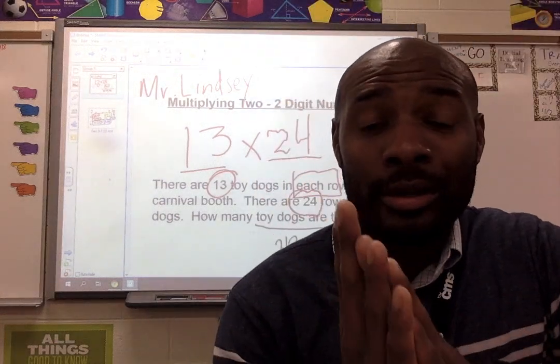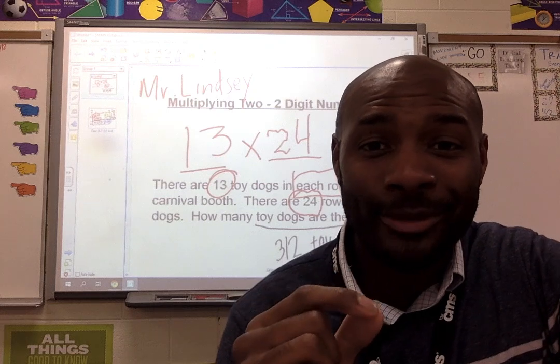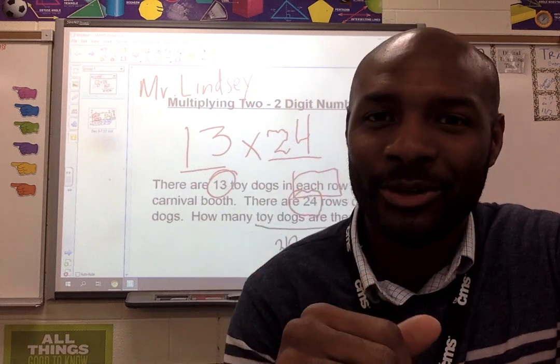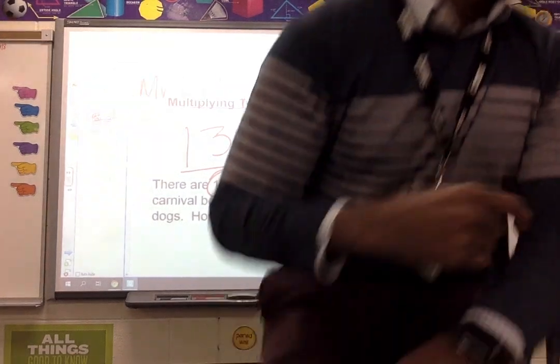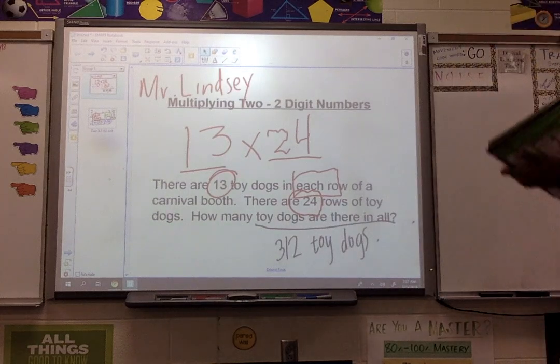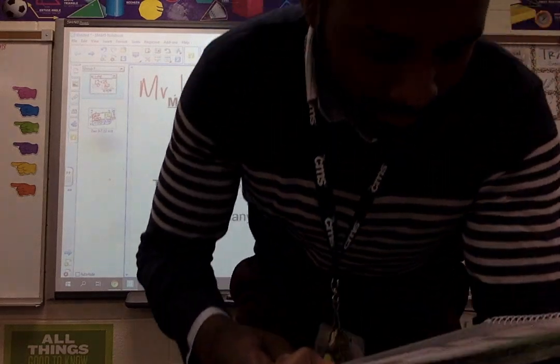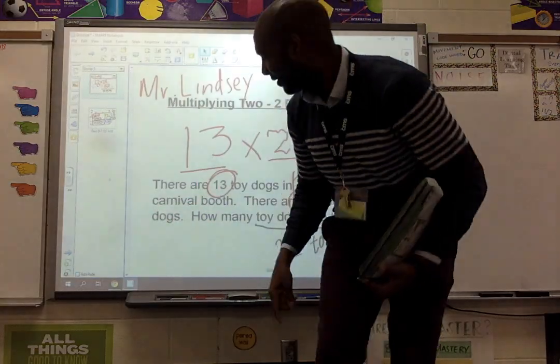I want us to do one more together. So I want everybody, when I say go, and not before I say go, to open up your Envisions book to page 197. Kathleen, come on up. I want you to time the class. Let's do this in less than a minute and 30 seconds.